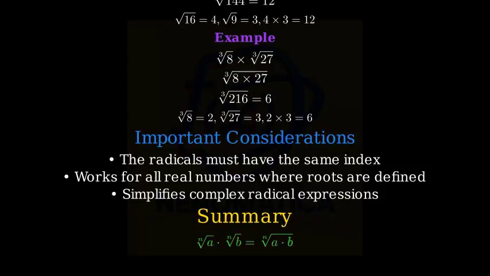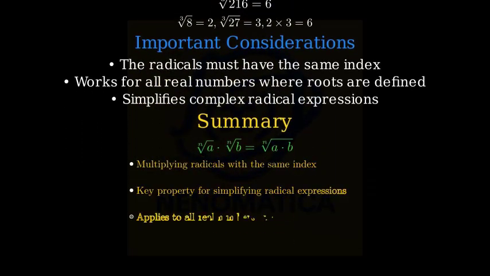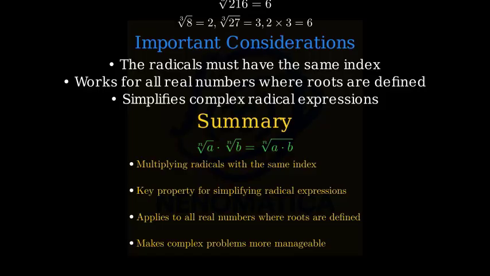Mathematically, this is expressed as the nth root of a times the nth root of b equals the nth root of a times b. This property is extremely useful when simplifying radical expressions and working with equations containing radicals. Try applying this principle in your own math problems to gain a deeper understanding. Let's begin by looking at some examples.